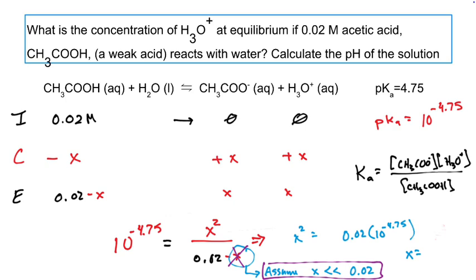So what do we get for x? 5.96 times 10 to the negative 4. Then you would double back and compare that to 0.02. I believe it's called the 5% rule. So you take this number, you divide it by your 0.02, multiply it by 100. Are you less than 5%? Yeah? Your assumption's valid and you're okay to use that.